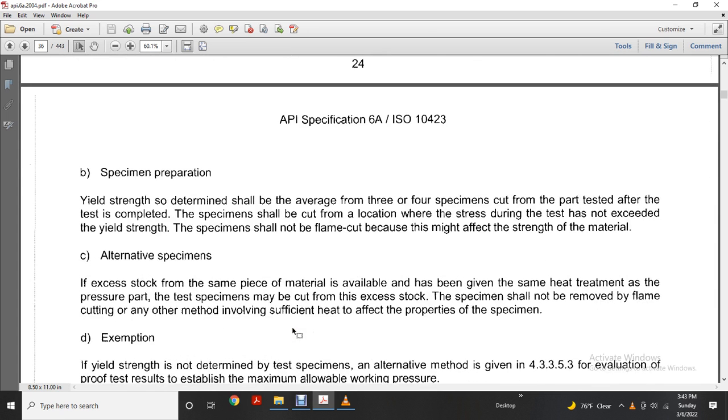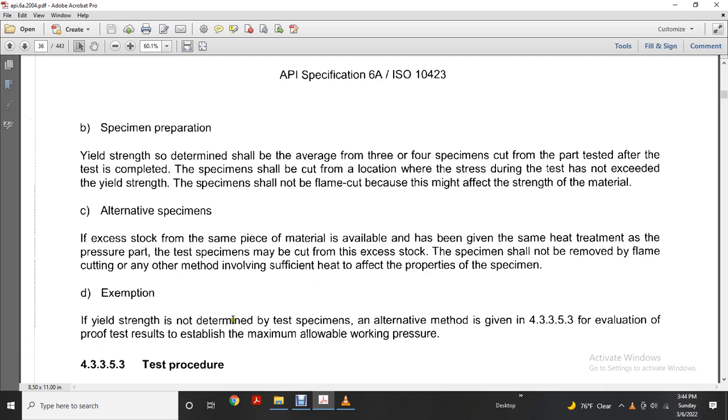Alternative specimens: excess stock from the same piece of material that has been given the same heat treatment as the pressure part may be used, with the test specimen cut from the excess stock. Specimens shall not be removed by flame cutting or other methods involving sufficient heat to affect the properties of the specimen. Exemption: yield strength is not determined by testing a specimen. Alternative method given in 43353.